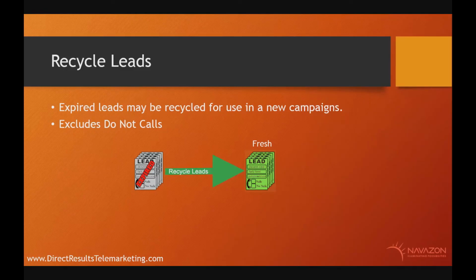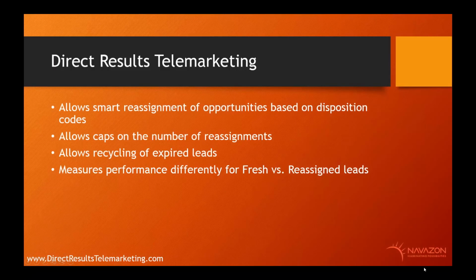Direct Results Telemarketing helps you maximize your return on investment by allowing smart reassignment of leads. Where most systems give up on leads after 1 try, DRT allows you to approach the customer again with a different offer or just a different marketer. Our clients generate a lot of revenue by reassigning leads. Reassigned leads also help keep marketers dialing when you don't have enough fresh leads. But we don't want to overdo reassignments of leads, and DRT allows you to set a cap on the number of reassignments so you keep your customers happy.